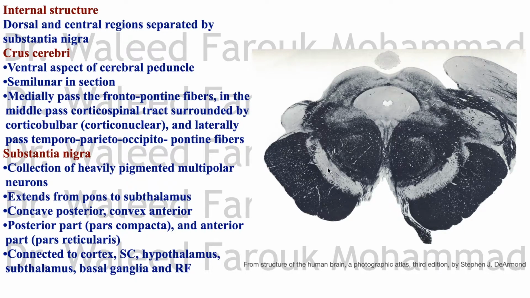We have the substantia nigra. The posterior part is pars compacta. The anterior part is pars reticularis. This is the red nucleus, the one you see here, and this is the oculomotor nerve, and these are the oculomotor nerve nuclei. We will come to this later.